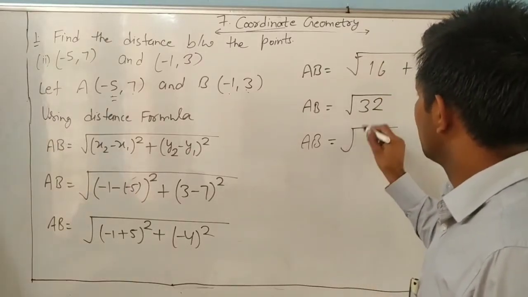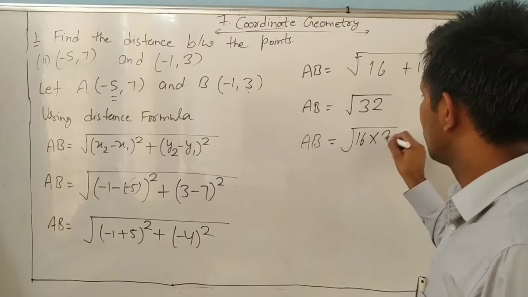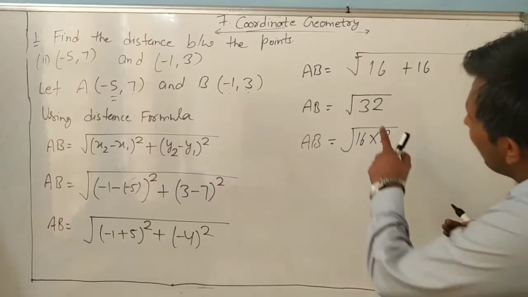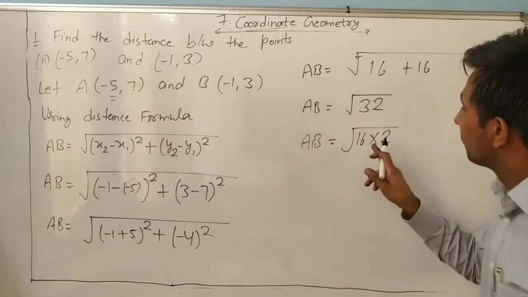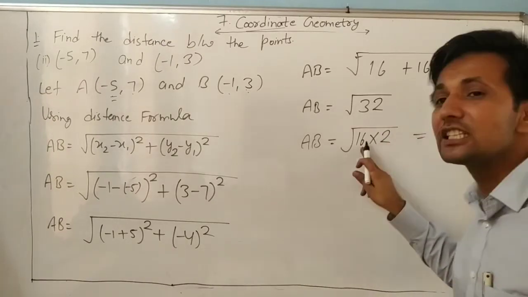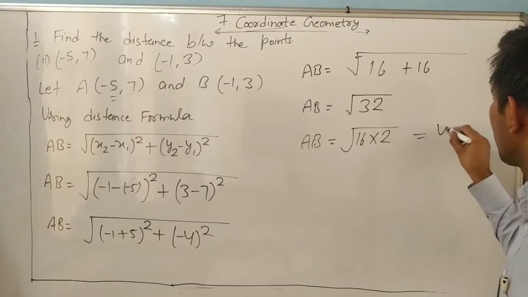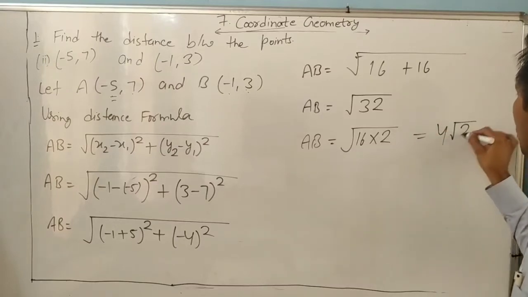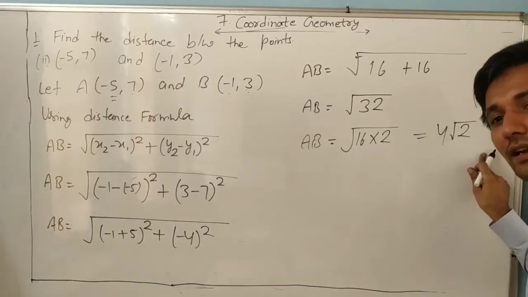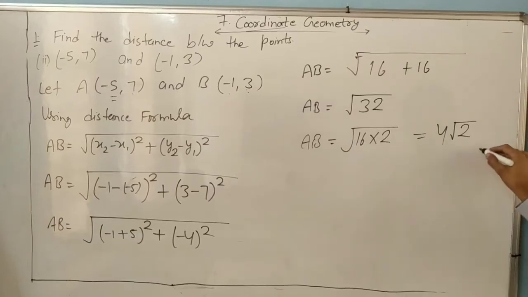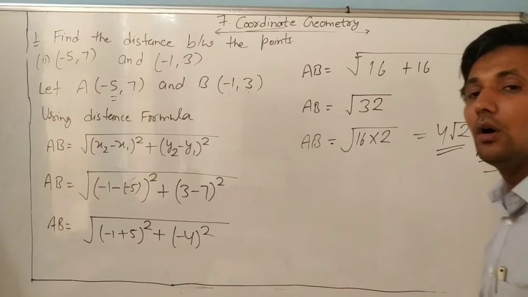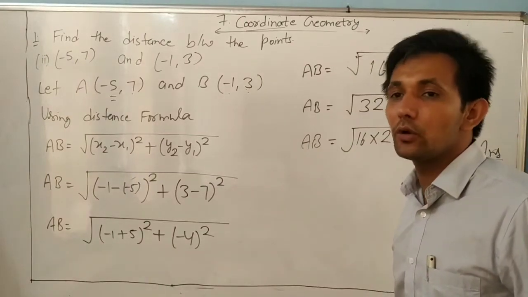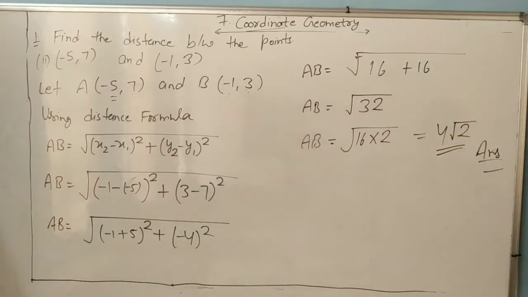Simplest form means we will write 32 as 16 into 2. We will take the factor that is a perfect square, because the square root of 16 is 4 and the square root of 2 is 2. So 4 into 2. Understand? Understand or not? So it is your answer. How much is the distance between them? 4 into root 2. Understand? Note it down, dear.